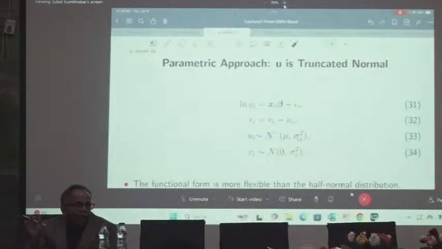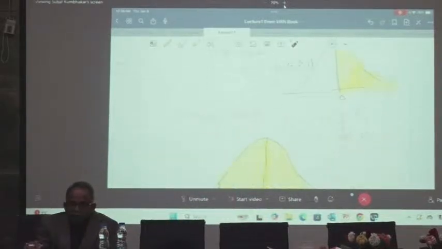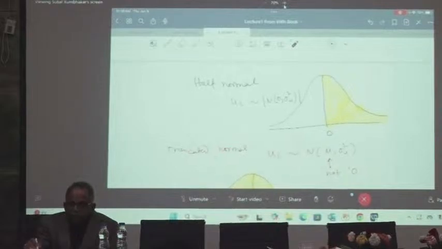We are not saying that the distribution of U will have a zero mean untruncated, before truncation, or positive or negative things. So a more general approach is to say that U is truncated normal. What do you mean by truncated normal? Let me just show you some graphs. Okay, so a half normal is like this. Think of U as a normally distributed random variable with zero mean. And then you cut it in half. That means you just take it on this side, right?